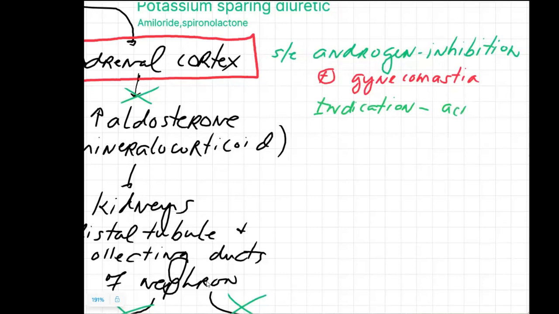If you're wondering why acne, testosterone causes acne. And so when we give spironolactone, because of the androgen inhibition action, it decreases acne, especially in females. So acne and male to female transition.